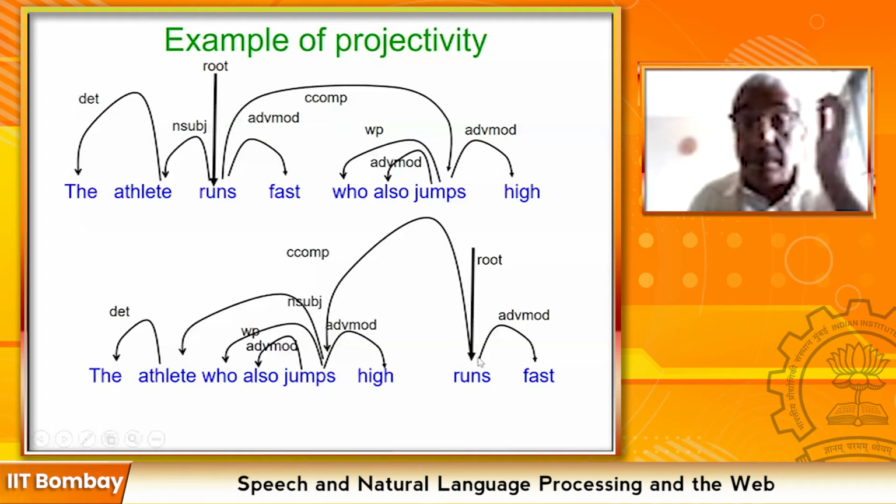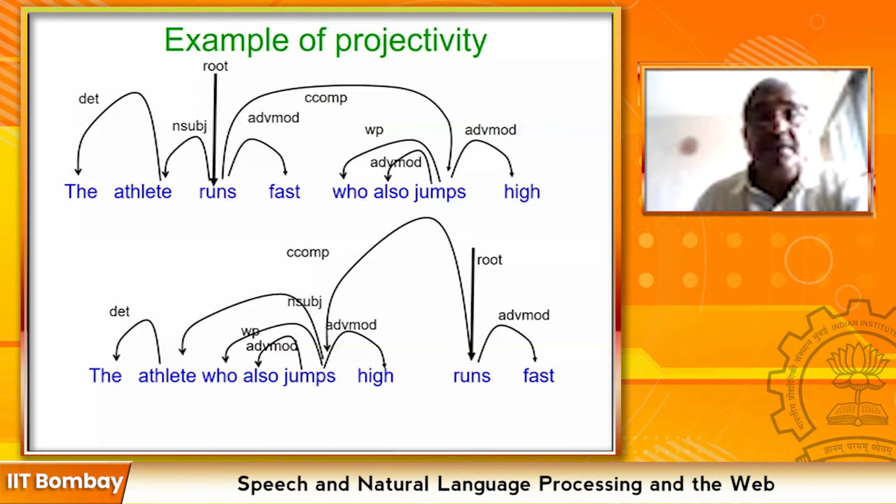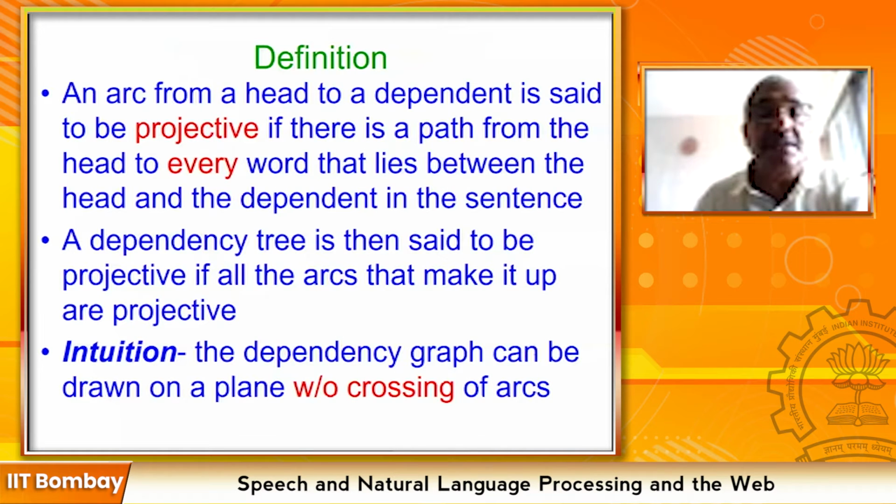So I believe there should have been an end subject relation with the athlete. Anyway, so we'll see that. So runs to jumps, there is this C comp arc, and jumps to who as before, jumps to also as before, jumps to high as before. Okay, so this is the other dependency tree coming from the sentence. So dependency graph, dependency tree, these are important for structural information in the sentence.